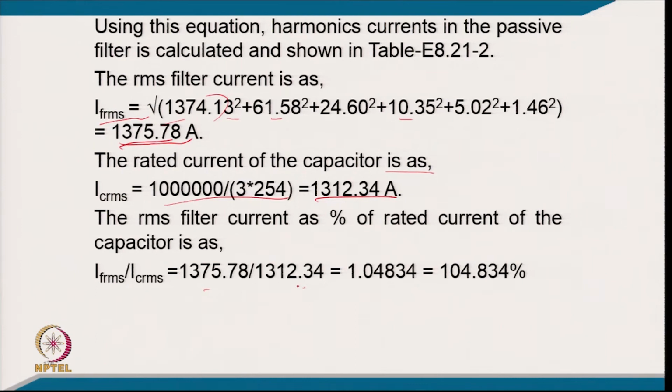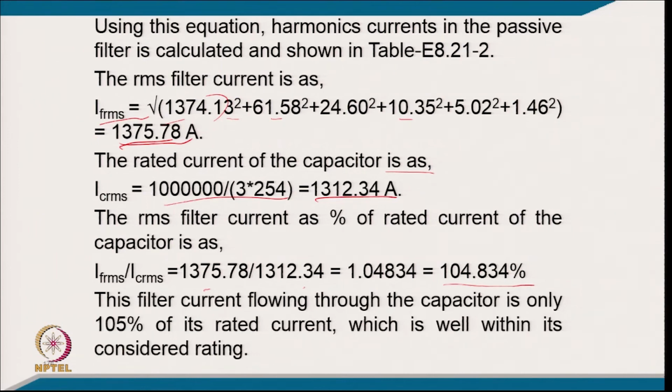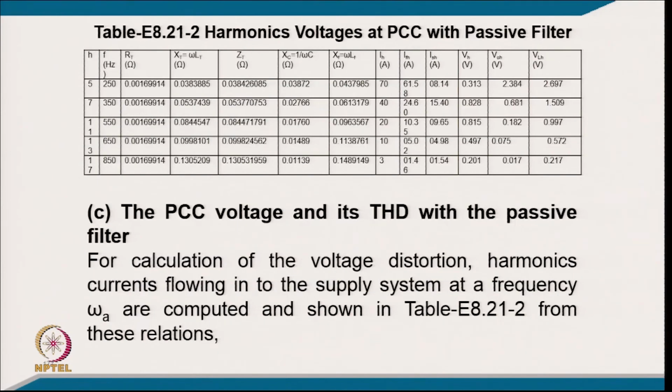So, keeping the value, it is only 104.83%, whereas earlier in resonance it was 153%, which is reduced to hardly 104.834%. So this passive filter current flowing through the capacitor is only 105% of its rated current, which is well within the considered rating, and this is the typical value.